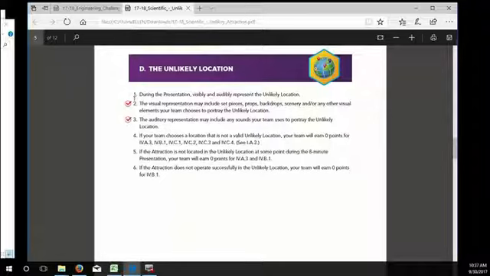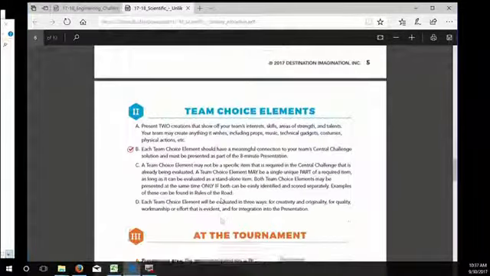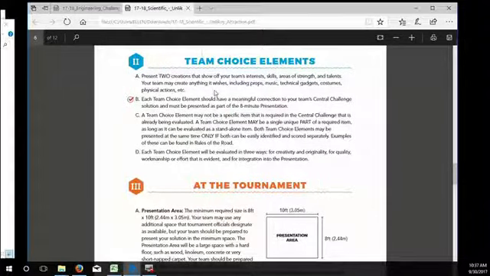But again, there are 2 things that they will have to explain at the tournament. And notice it has this line here: if your team chooses a location that is not a valid unlikely location, your team will earn 0 points for these sections. So let's continue to page down.